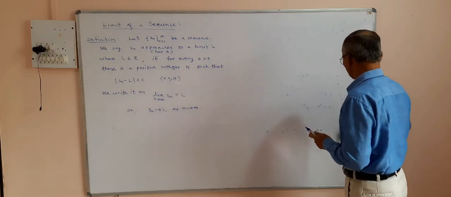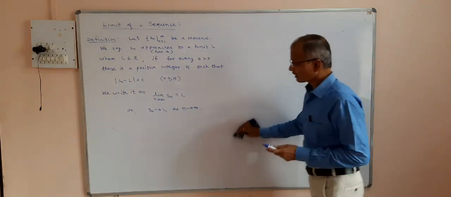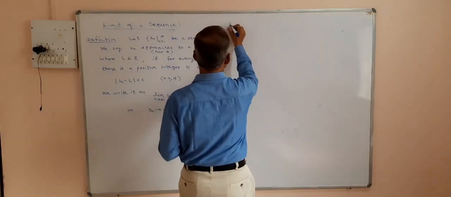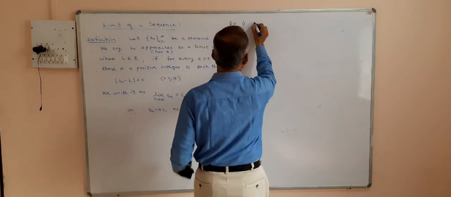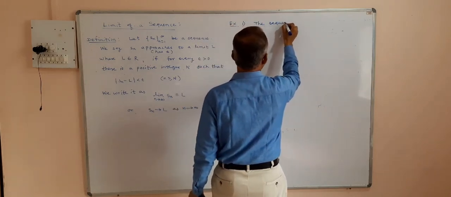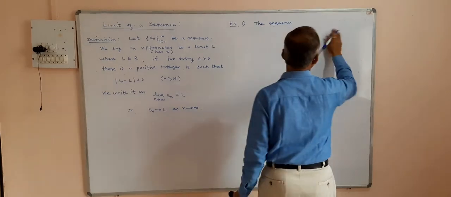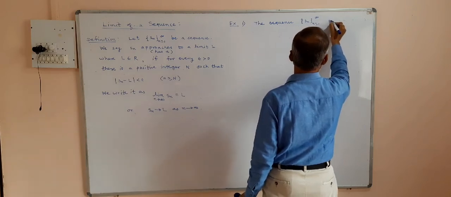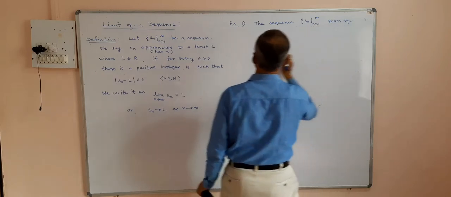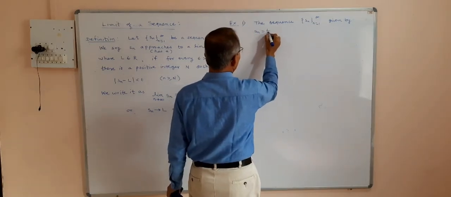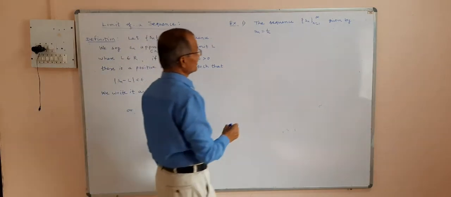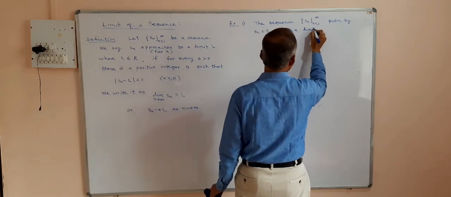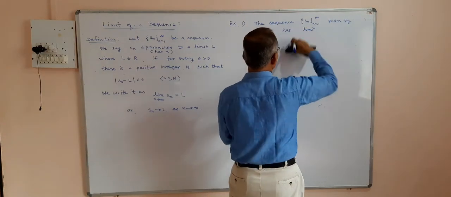Now we will consider examples related to this. So first we will have sequence examples. The sequence we shall consider, with notation Sn, where n takes values 1 to infinity, given by Sn equal to 1 by n, has a limit, or has the limit 0.